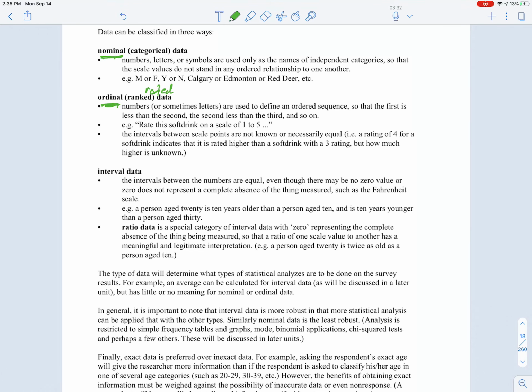Interval data are the strongest type of data that we're dealing with here, and that's where we actually know the distances between the numbers. Probably most of the things that you're measuring are interval in nature. So if I asked you, what is your age? What is your weight? What is your height? What mark did you get on the exam? Those kinds of things are interval in nature.